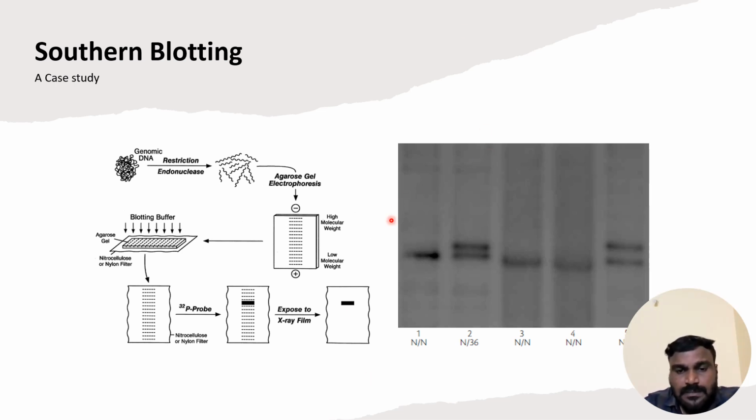You can have a look at this right-hand side blot. This blot is for detecting Huntington's DNA, where in the first lane you can see it is a control lane which shows the normal size of the Huntington gene. Whereas in the second lane you can see there is a normal gene present. In addition to that, there is an expanded one which has 36 repeats more than the normal one. The third lane is normal, the fourth lane is normal, whereas the fifth lane has a bit more expansion, trinucleotide expansions. So changes like this can also be captured using the Southern blotting technique.